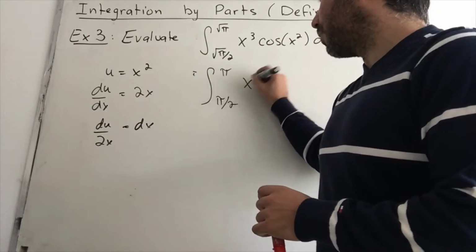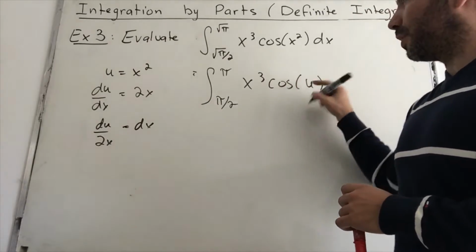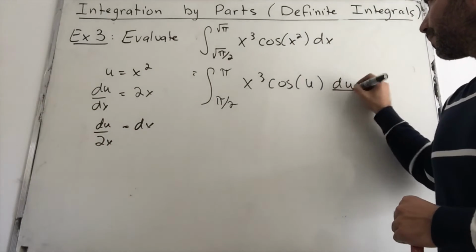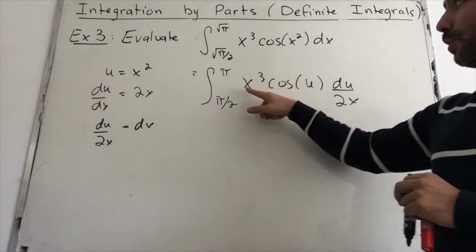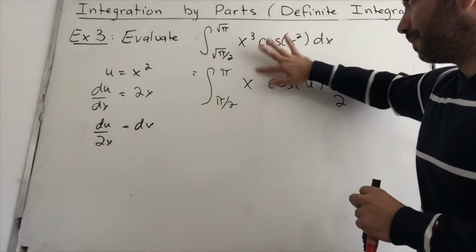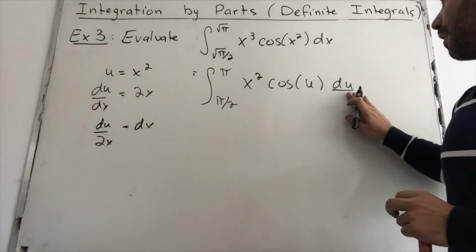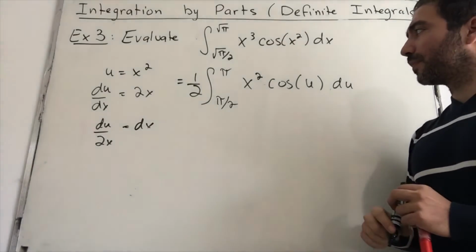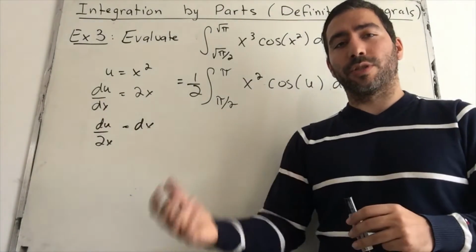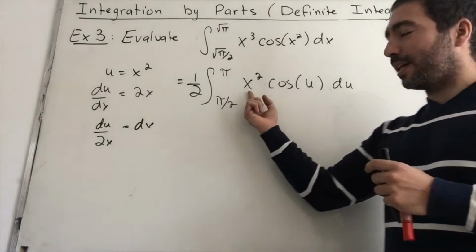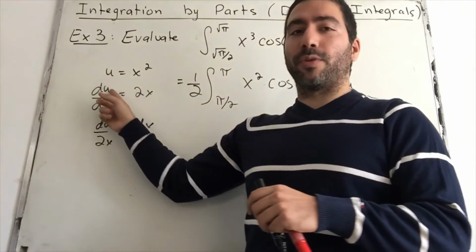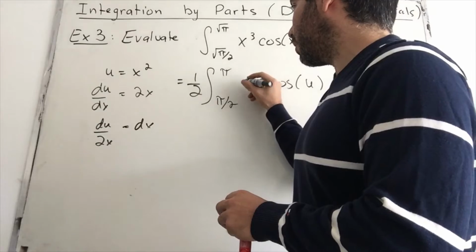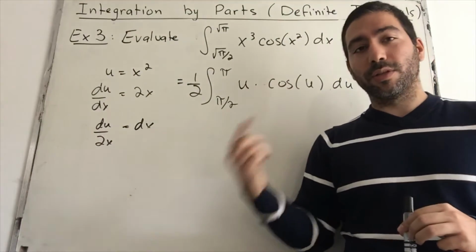X cubed, there's nothing we can do, we have to leave it. Then we're left with cos of u, because u is equal to x squared. And dx, we solved for it here, we're left with du over 2x. With a bit of simplification, we have x cubed divided by x, which is just x squared. And the 1/2, let's just set in the front. But we still have this x squared, which is an issue. Remember, u substitution has to be expressed solely in terms of u. But look back to our substitution, u is equal to x squared. So instead of writing x squared, we can rewrite this as u, and our u substitution is done. Now it's written solely in terms of u.